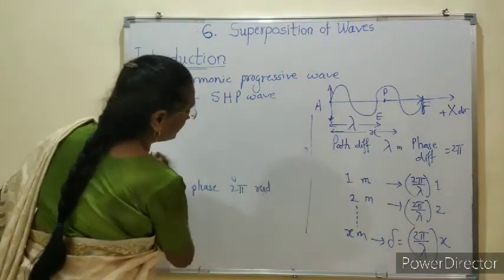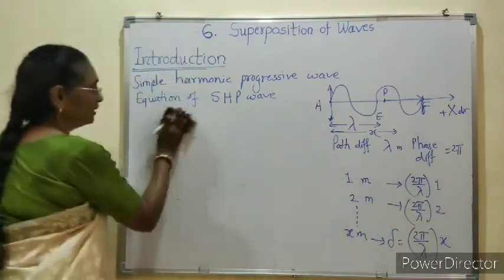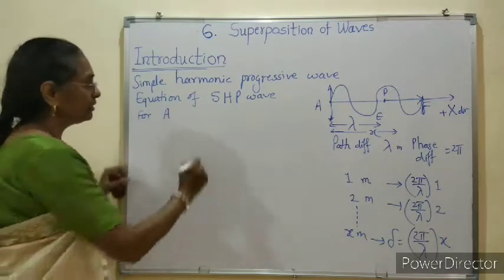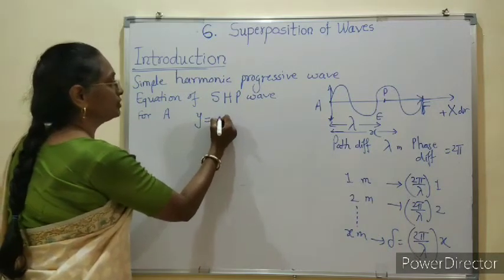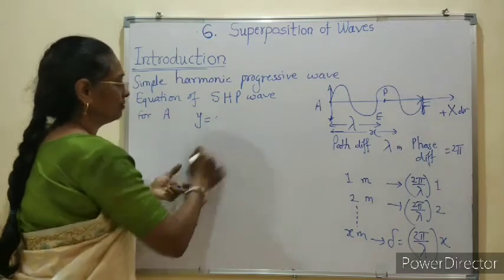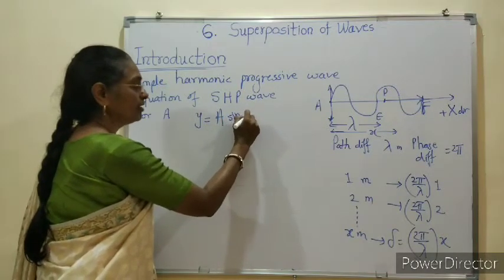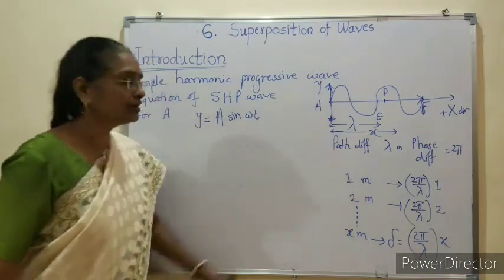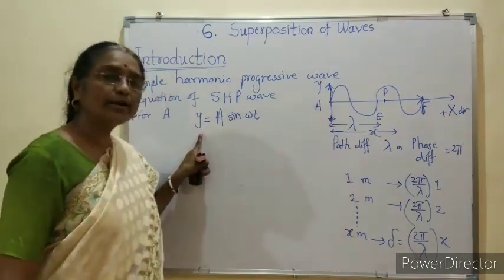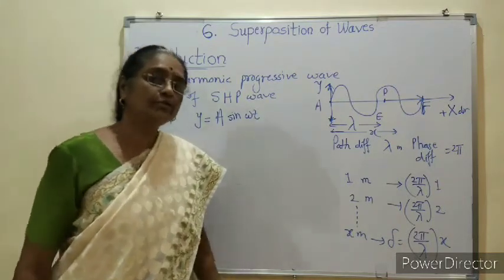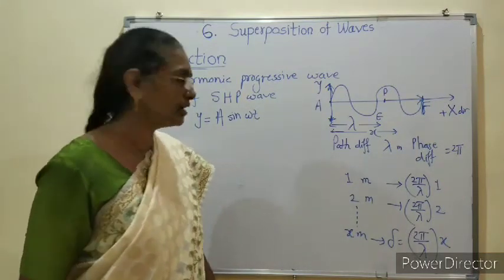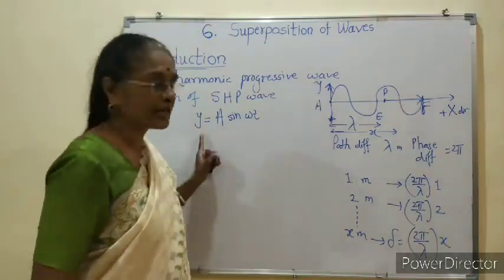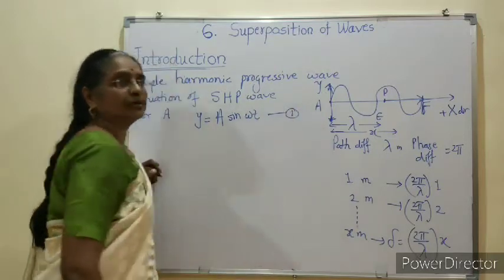Now we write the equation for wave. Suppose for point A we write the displacement y is equal to A sin omega t, because the particle is vibrating along the vertical direction. We represent displacement by y. In the oscillation chapter we have taken it as x is equal to A sin omega t. Now we have to take vertical displacement as y. So this is equation number 1.